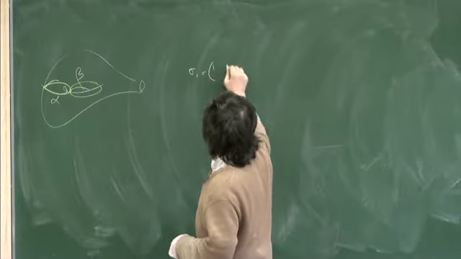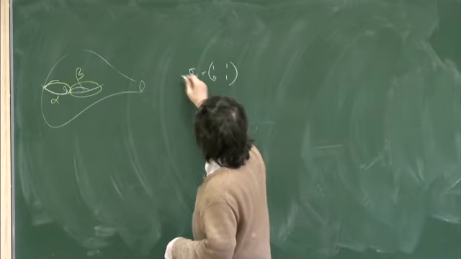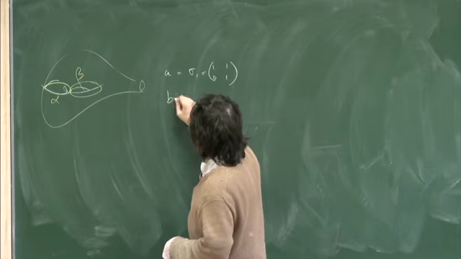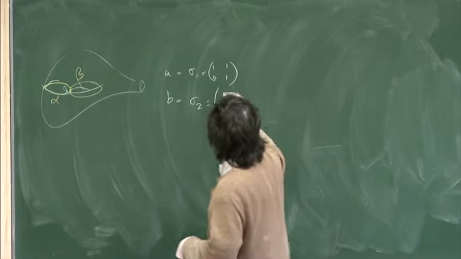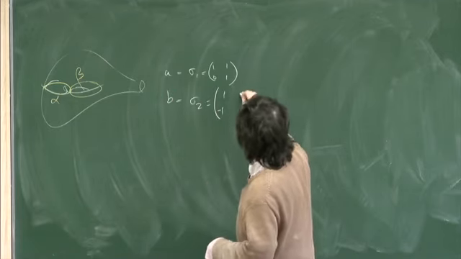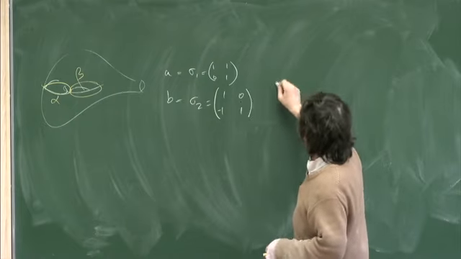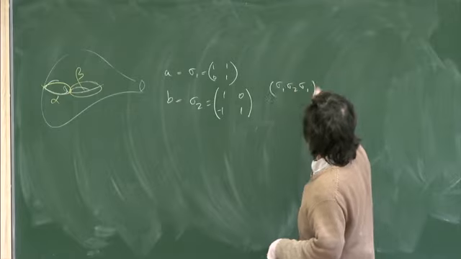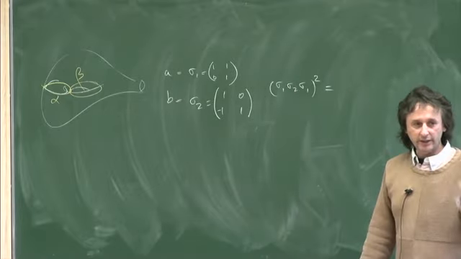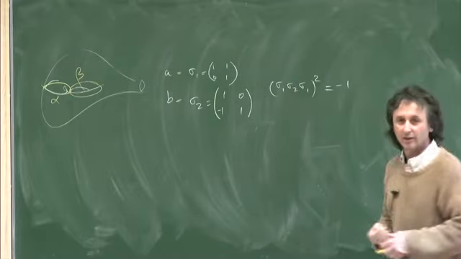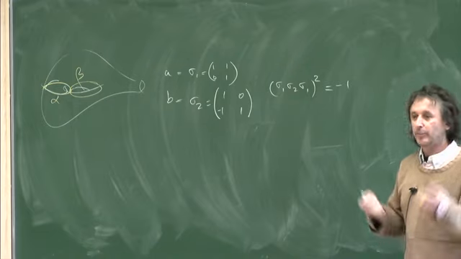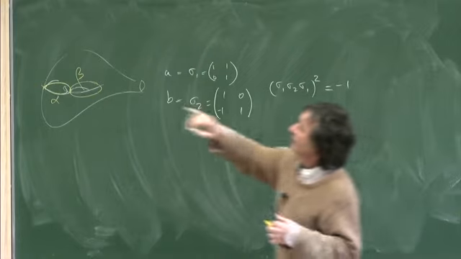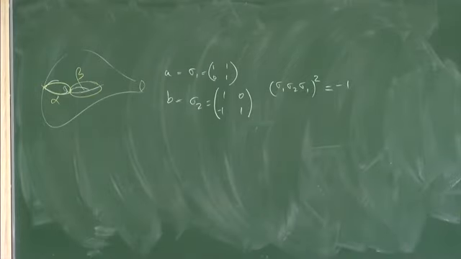Sigma 1 equals (1, 1; 0, 1). This would be A. B would be sigma 2 equals (1, 0; -1, 1). And then you have (sigma 1 sigma 2 sigma 1) squared. Here it would be equal to minus 1. So in PSL2Z, this is 1. Here, the only thing you have is a boundary twist. So it's not 1.